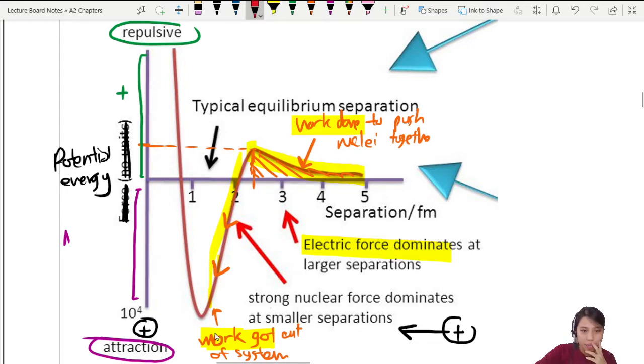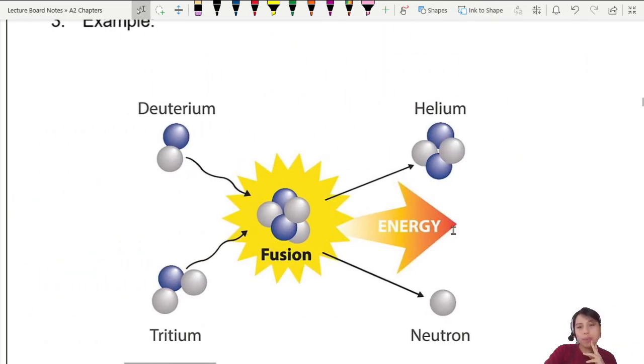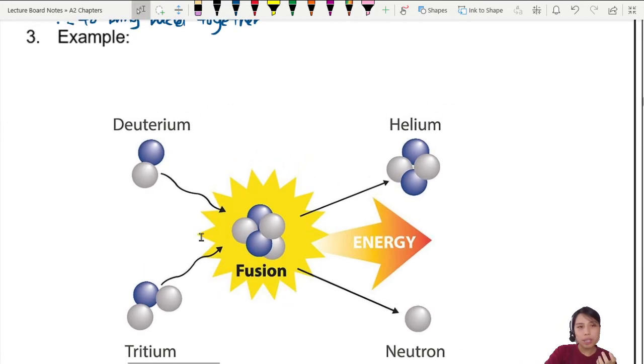Look at this. Oh my goodness, look at this. Look at this level. Very, very negative. Okay, so the process of putting together things releases a lot of energy just because of the strong nuclear force. You put effort to put them together and you release even more energy than what you had in the first place. So let's look at this first example.